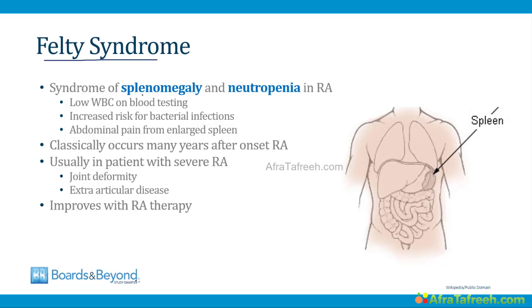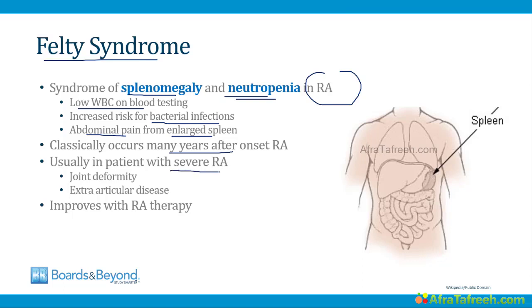Felty syndrome is a syndrome of splenomegaly and neutropenia that occurs in a patient with rheumatoid arthritis. So because these patients have neutropenia, they will have a low white count on blood testing. Also because of neutropenia, they have an increased risk for bacterial infections. And then they can present with abdominal pain, and that's from an enlarged spleen. Classically, this occurs many years after the onset of RA, and it's usually in a patient who has severe rheumatoid arthritis, usually patients with evidence of joint deformity or extra-articular disease.